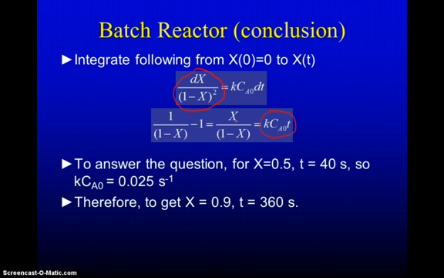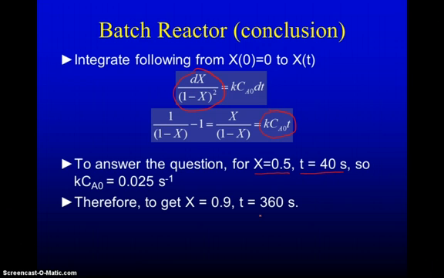So to actually answer the question, the first bit of information was that the half-life is 40 seconds. So the conversion at that point is 0.5 and the time is 40 seconds. That allows us to determine the other variable in this equation, which is k, the rate coefficient. Oh, sorry, k times C_A0, which is 0.025 inverse seconds. And then using that, we can determine the time to get x equal to 0.9. And that's 360 seconds, or 6 minutes if you prefer different units.